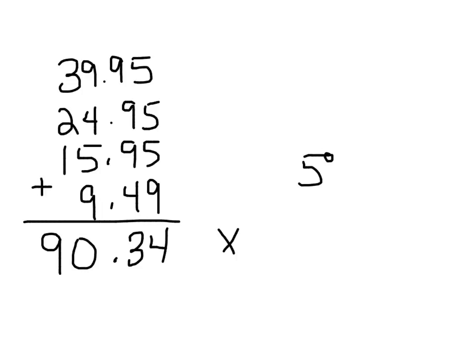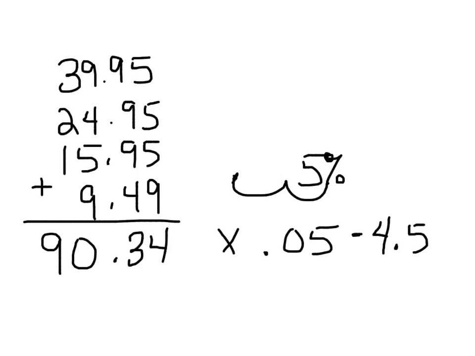Then it goes on to say that in Massachusetts the state tax rate is 5%. So 5% as a decimal is 0.05. You have to move it 2 spots over. And the sales tax for that one would be $4.52. I rounded to the nearest penny.